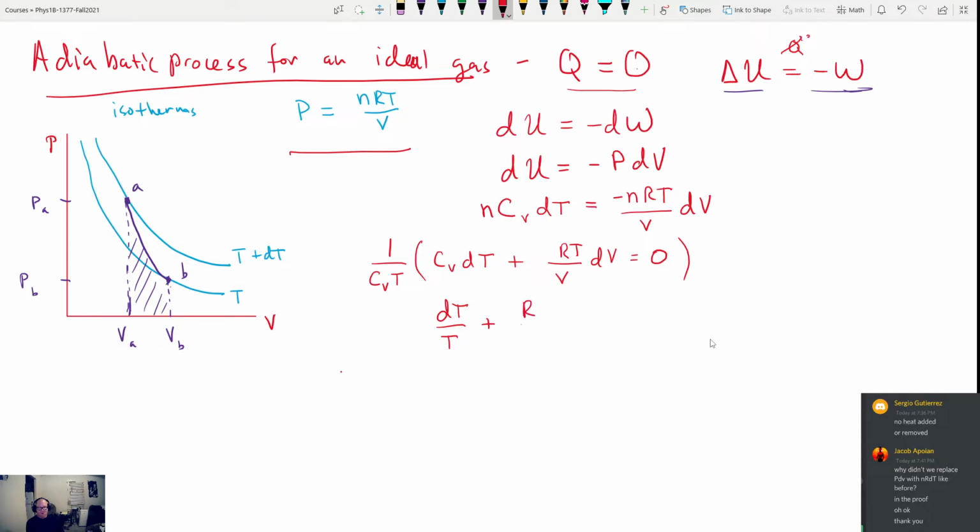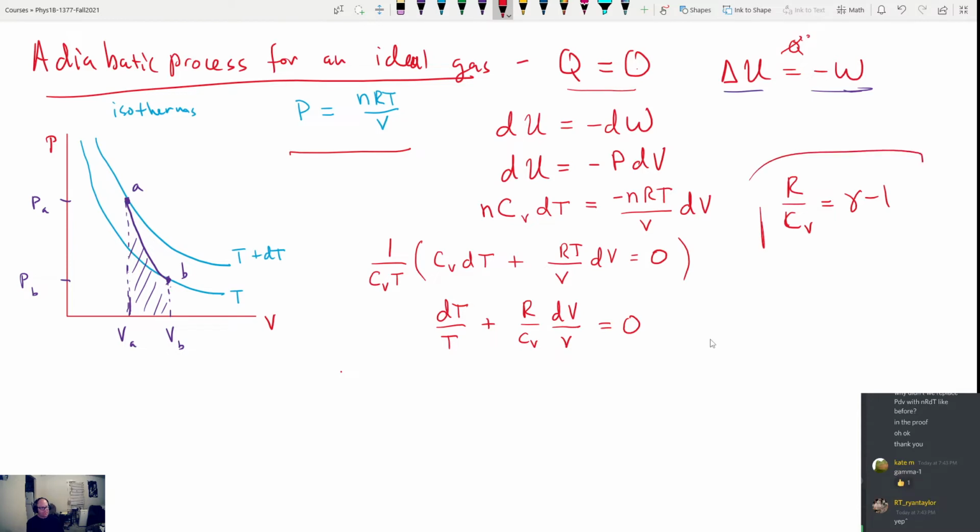to become R over Cv dV over V. Now, I don't specifically remember what R over Cv was, but maybe some of you are taking notes and you can tell me. Can I replace R over Cv with something like gamma, or gamma minus 1, or 1 over gamma minus 1? What's it equal to? I can scroll back on the notes and obviously find it, but I think it helps if you try to. It's gamma minus 1, right? Is that exactly what it was? Was it R divided by Cv gamma minus 1, or was it 1 over gamma minus 1? I think this is right.